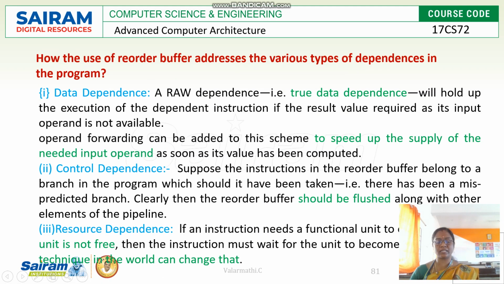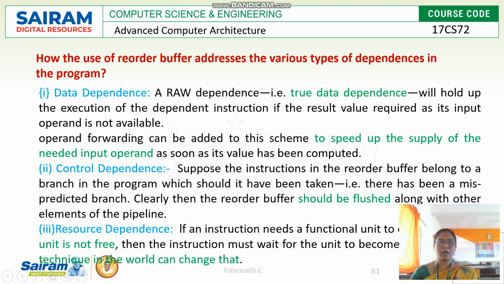So the next topic is, what is the use of the reorder buffer in identifying the dependencies in a program? We know the meaning of dependencies. The common dependences are data dependence, control dependence, and resource dependence. Those three are the famous dependences arising in a program and also in instruction execution.